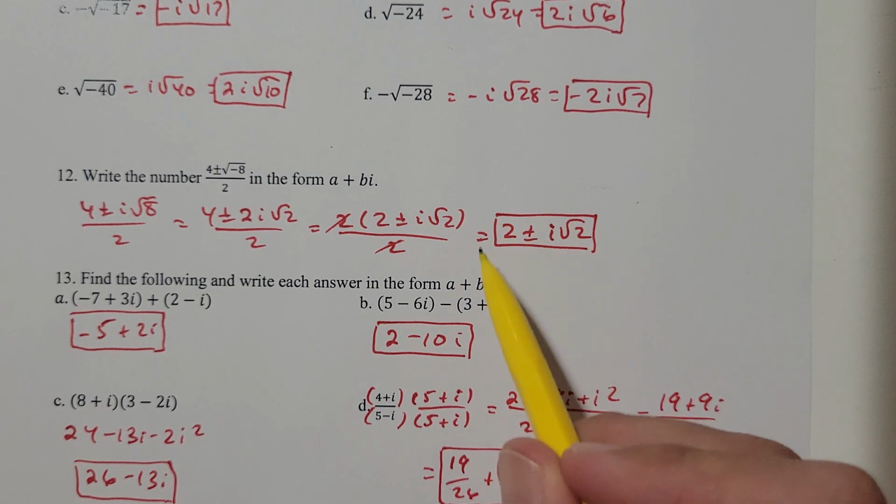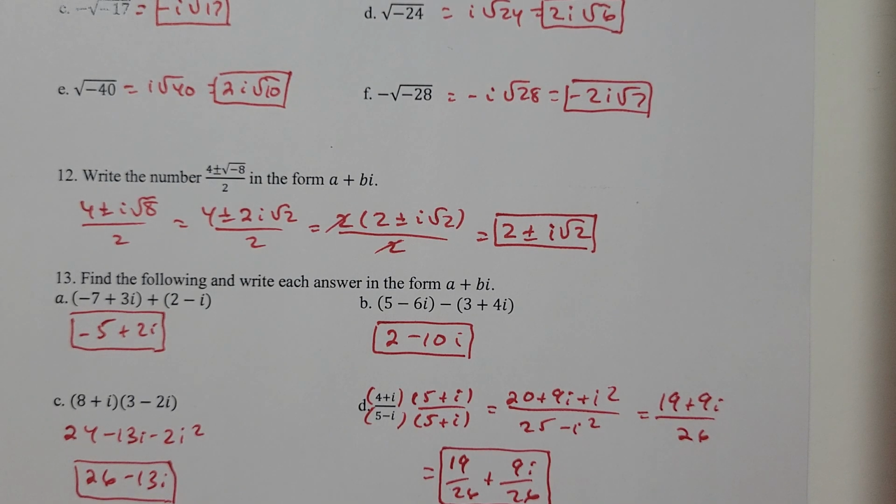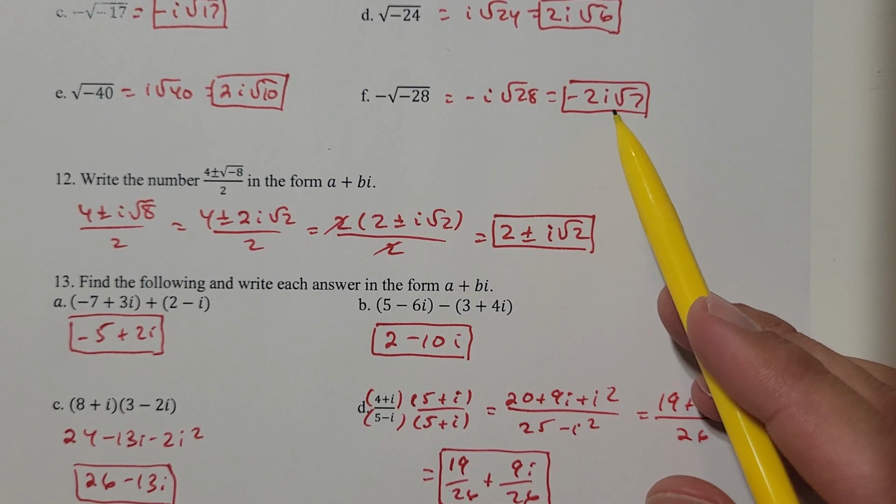Okay, and that would be as simplified as I can get things there. So I'd circle that result. Now a plus or minus b times i, that's a complex number. Now up here, I was talking about imaginary numbers.